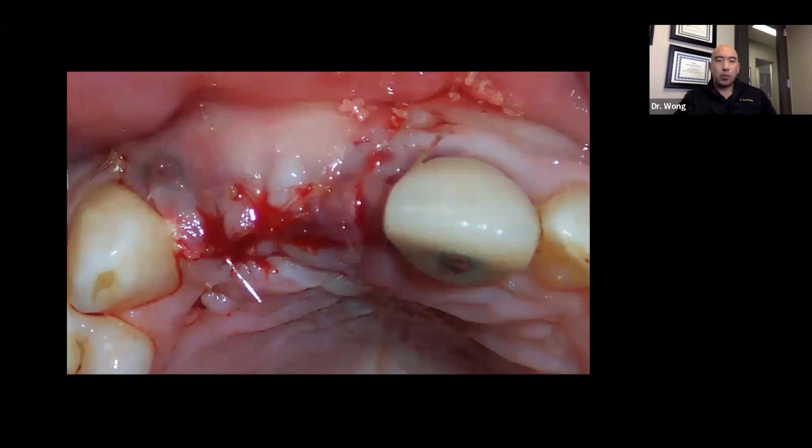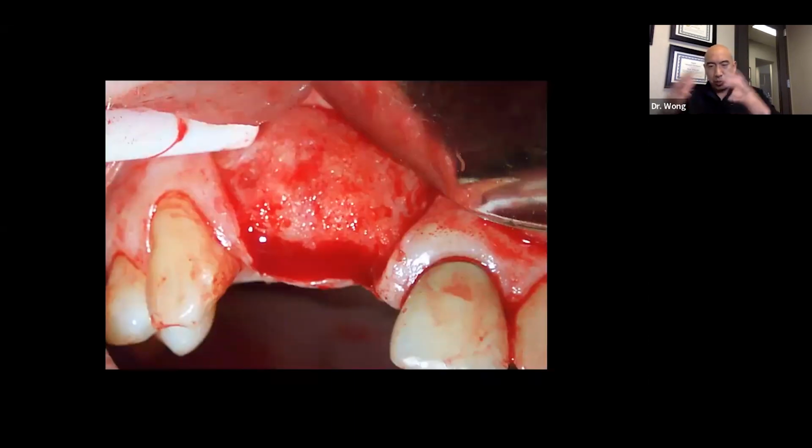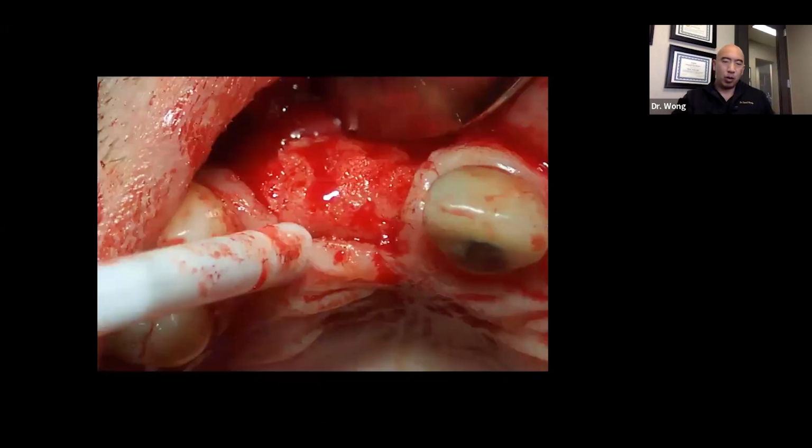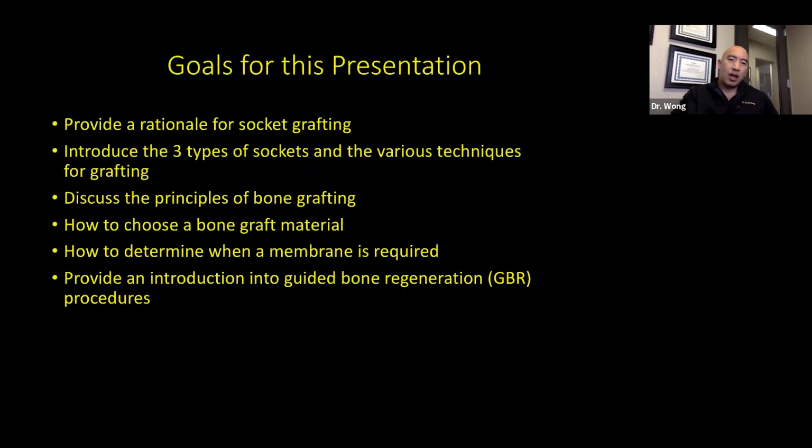So at this point, I'm going to teach you how to manage these cases to where 6 months later you go from blown out facial plates after the extractions to all this bone, to where you can place your implants in really good positions, with good spacing and plenty of bone to the facial aspects, and we're not going to get recession. So the goals for this presentation today: we're going to start off providing a rationale for socket grafting.